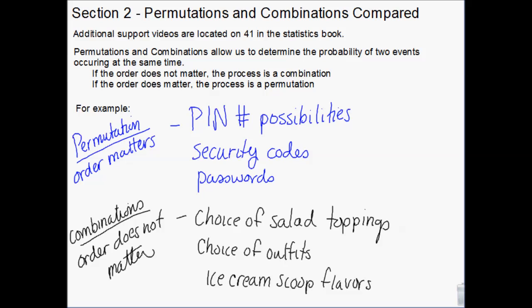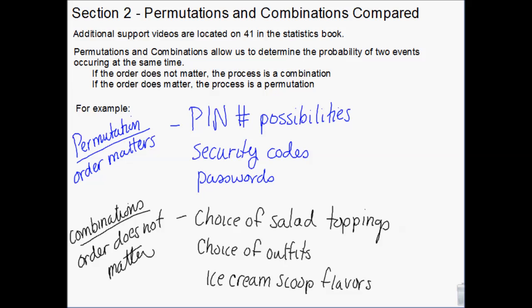Okay, so we're going to talk about the difference between permutations and combinations. Again, we have the videos on page 41 in the book. Permutations and combinations allow you to figure out how many possible combinations or events can occur at the same time.